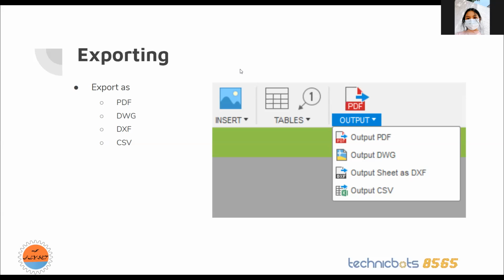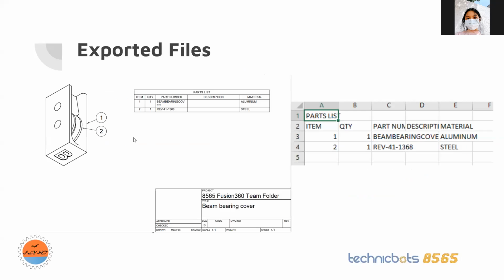So the last thing that you have to do with a BOM is to export it. Of course, you could just take a snapshot of it, but it's better if you just export it as it is. So there are 4 ways to export it: as a PDF, a DWG, DXF, or a CSV file. Personally, I would say a PDF or a CSV file would be better. This is the PDF format, and this is the CSV file format.